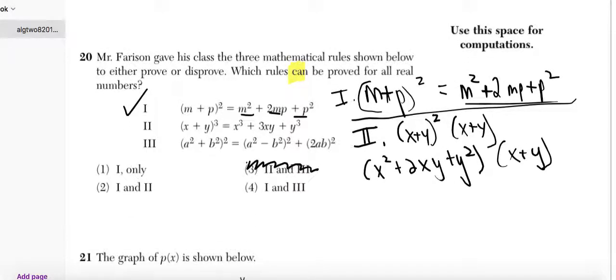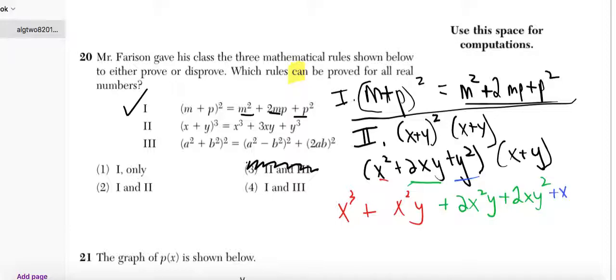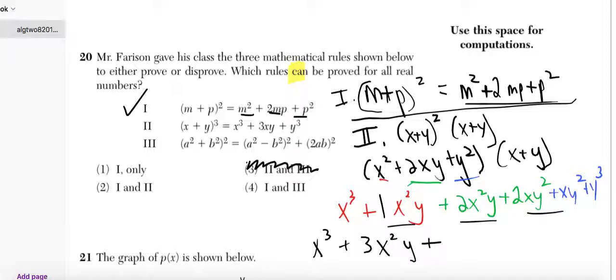First I'll distribute the x squared over x plus y, and I'll get x cubed plus x squared y. Then I'm going to distribute the 2xy to get plus 2x squared y plus 2xy squared. And then finally distribute the y squared to get plus xy squared plus y cubed. And then all I have to do is combine my like terms. The first term is x cubed. That's not going to change. This is 1x squared y plus 2x squared y is 3x squared y. Combine these two and put a 1 here. It's 3xy squared. And then the last term is y cubed.